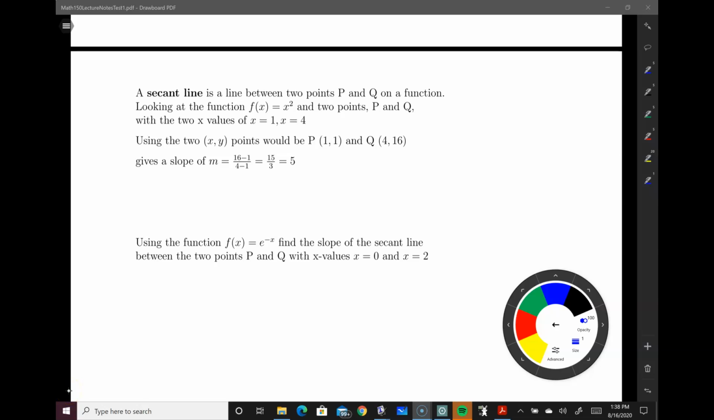All right, so now I want to define something called a secant line. The secant line has nothing to do with y equals secant x, the trig function. Absolutely nothing to do with that. It is a line between 2 points on a function.